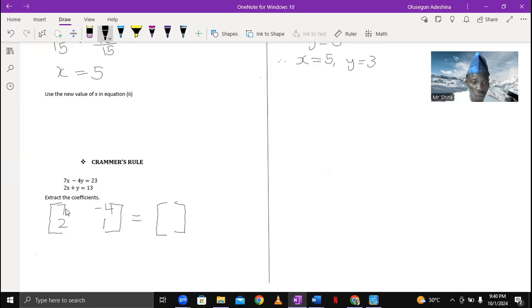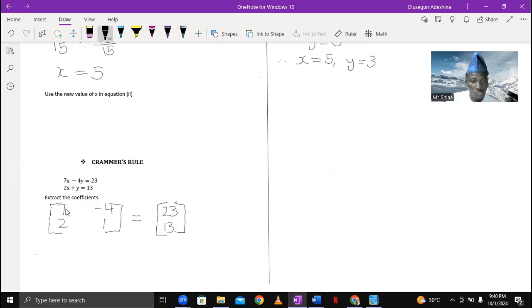So the next thing to do is to write out the constants in the other matrix here. So the first constant up there is 23 and below that is 13. So this column is for x while this column is for y. And this matrix is for the constants. Now we could just label the columns. We could label this x, this y, and let's call this p.